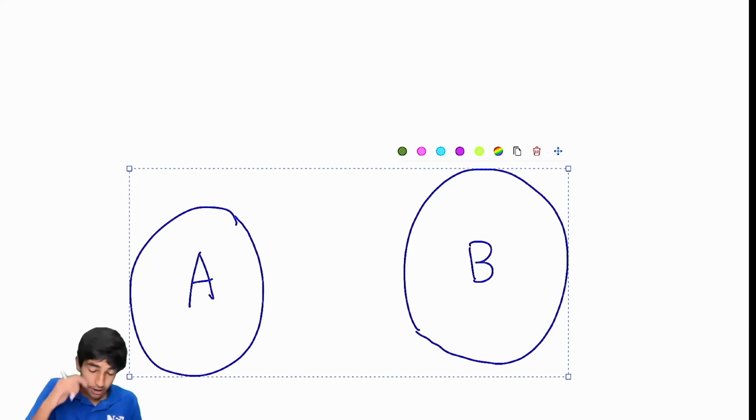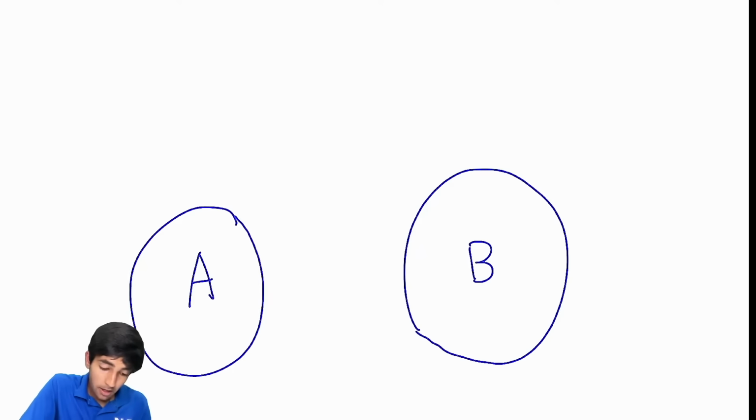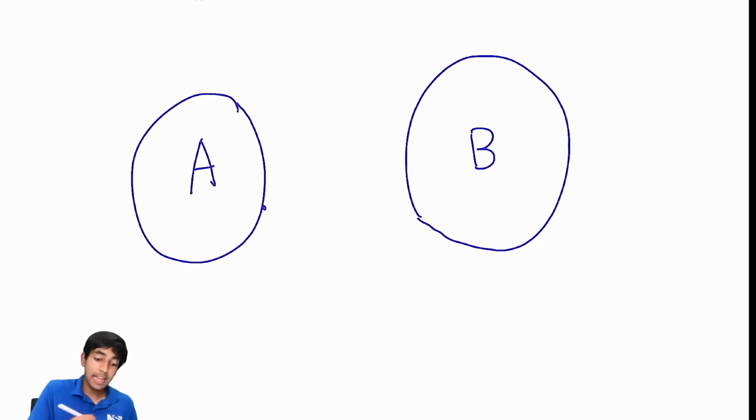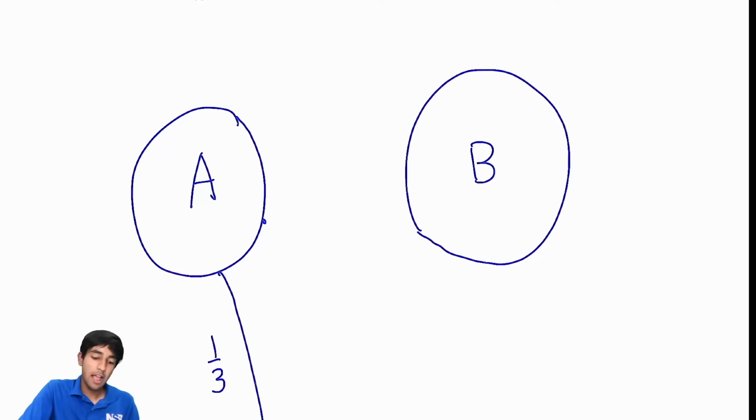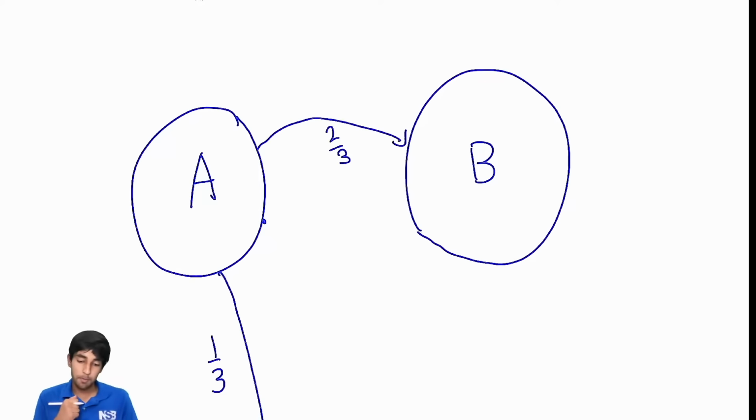So on any given turn, let's say it's A's turn. We're trying to find the probability A wins. Let's say there's a 1/3 chance A will win the game. The 1/3 chance is just a win. So what we're doing is drawing a Markov chain, is that what it's called. And then there's a 2/3 chance A does not win and it becomes B's turn.